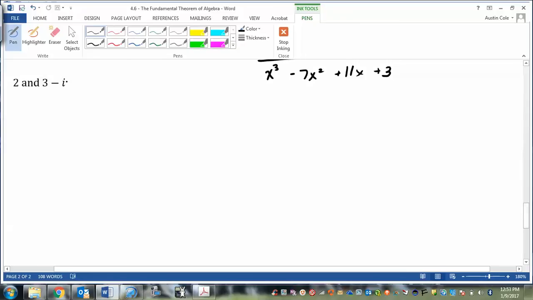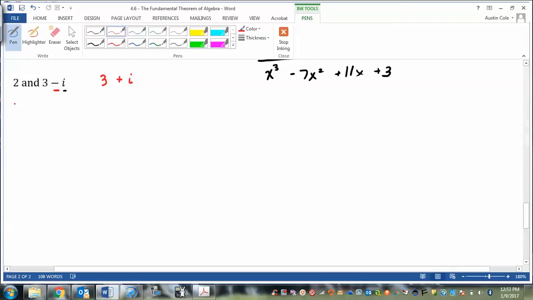So again, what's i? I is imaginary. It's the square root of a negative number. So anytime you get a square root, or essentially i, again, it's going to come in pairs of 2. So yes, I have 2 as a zero. I have 3 minus i as a zero. But I'm also going to have 3 plus i. Again, it's always going to be the opposite of that sign. So those are my 3 zeros.